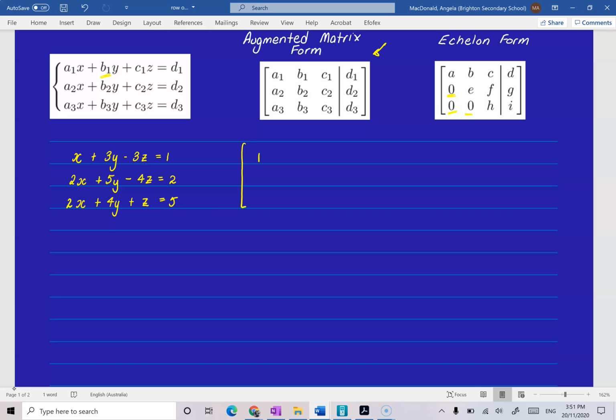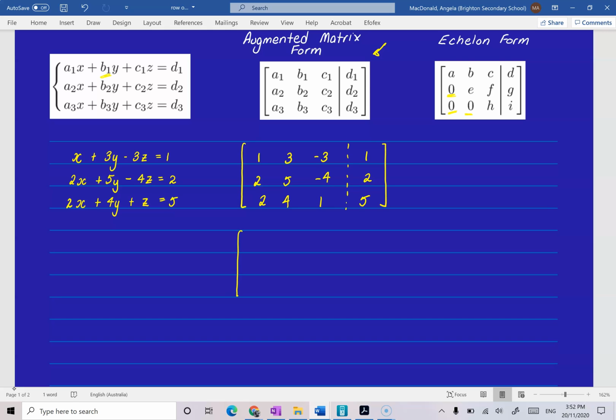So we've got 1, and then instead of 3y, we just put the 3, and instead of minus 3z, we've got minus 3. I like to go dot, dot, dot. If you want to put the line, feel free. It's not a deal breaker. Okay, and then we've got the second one, which will be 2, 5, minus 4, 2. Then we've got 2, 4, 1, and 5.